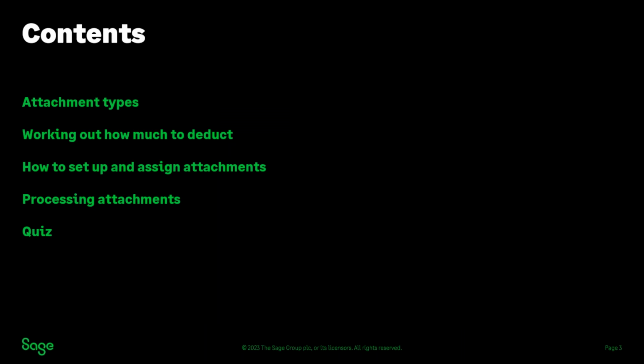Let's take a look at what we're going to cover in the webinar. We're going to begin with an introduction to the different attachment types that can be set up in Sage 50 Payroll and what attachments they relate to in real life. We're then going to discuss working out how much to deduct for an attachment order, whether that's a specific amount you've been told or a calculated amount from tables. We're then going to demonstrate how to set up and assign attachments to employee records. And then we'll finish with processing attachments, going through some of the calculations for the deduction and showing you where to find that information on some of the reports and pay slips.